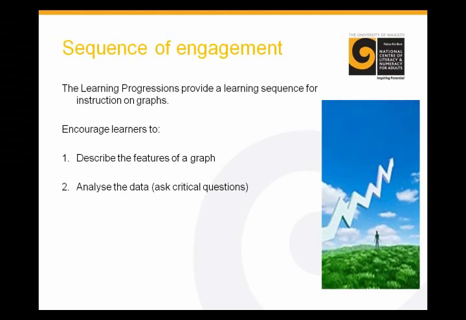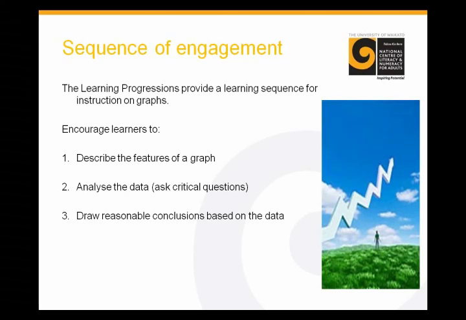After that conversation, you want to move into analyzing the data and having employees ask more critical questions about the graph or chart. These questions might include things like how large was the sample, when was it taken, what are the raw numbers, how is it categorized and why was it categorized like this, what are they choosing to represent and what are they choosing not to represent. So really leading into that more critical analysis of the data behind the graph.